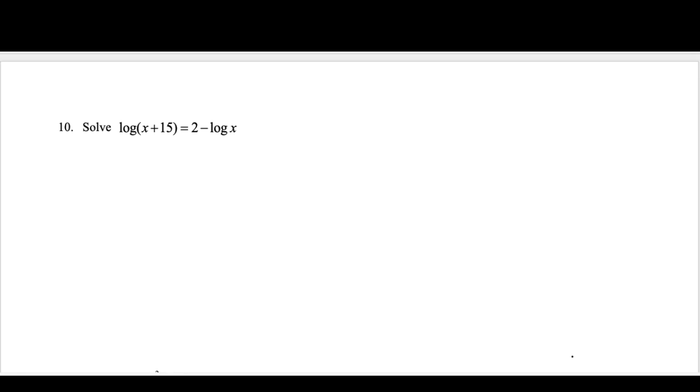Okay, let's do this one here. We have log. Figure out where my pen is here. Oops. Sorry. My pen's upside down. Okay.